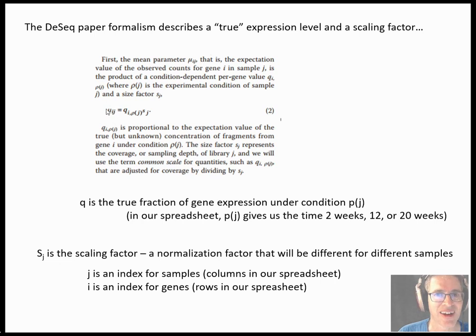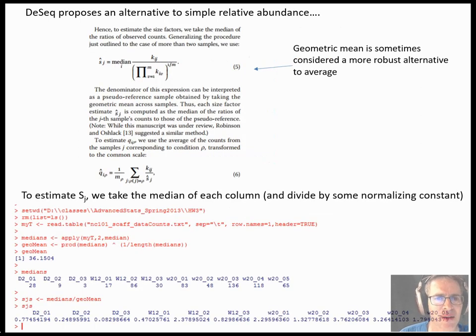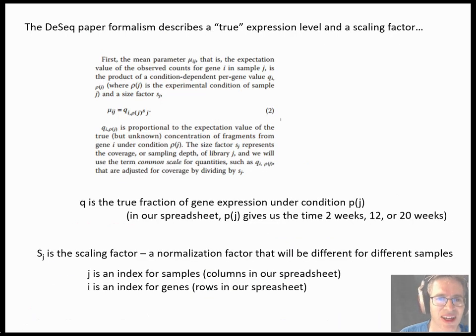You know that. That's what you observe, but Q is the true thing. It's the thing you want to know, but it's unknown, and you have to correct for the scaling factor of each particular sample, and the scaling factor is what's going to correct for the number of sequences per sample. And so how do you estimate this scaling factor, and how do you calculate SJ?